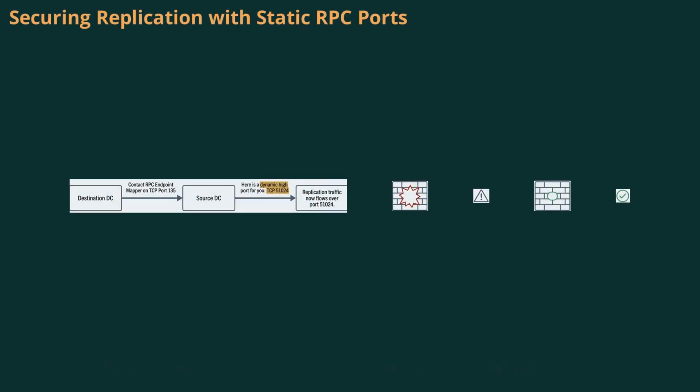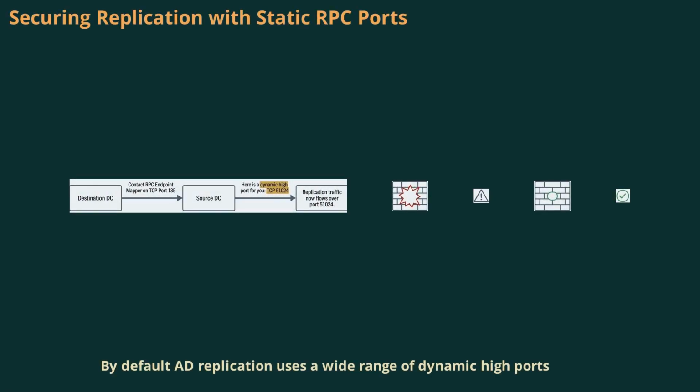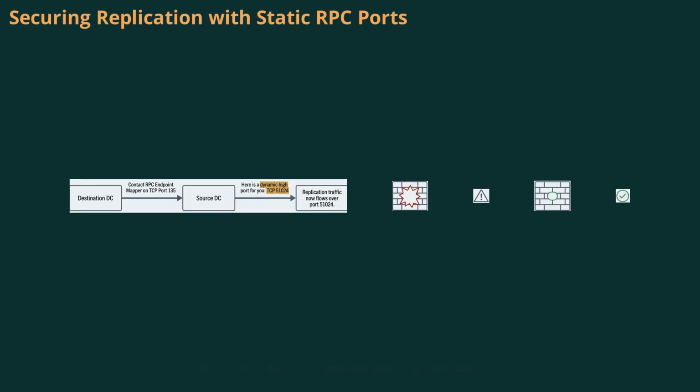By default, AD replication uses a wide range of dynamic high ports, which can increase your network's attack surface. Administrators can improve security by forcing replication and netlogon traffic to use specific, static ports. This approach requires firewall rules to allow only the designated ports, reducing exposure. However, it introduces some administrative overhead, as changes require a DC restart and careful configuration.